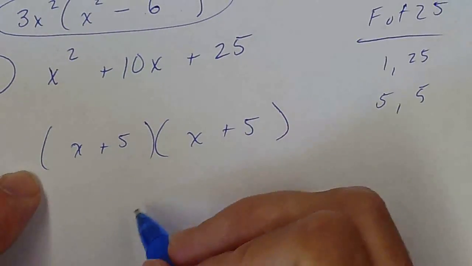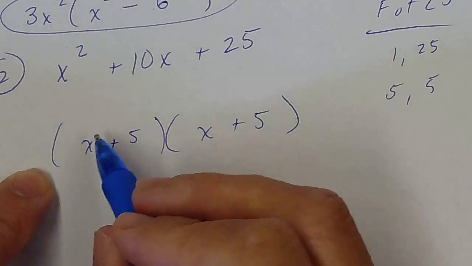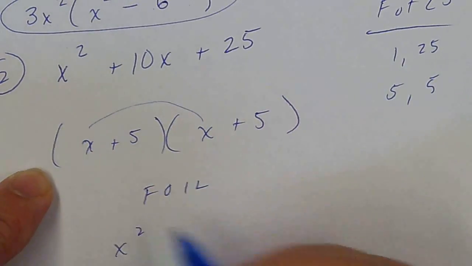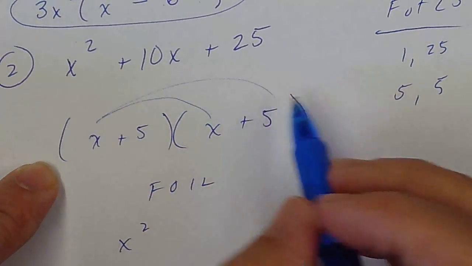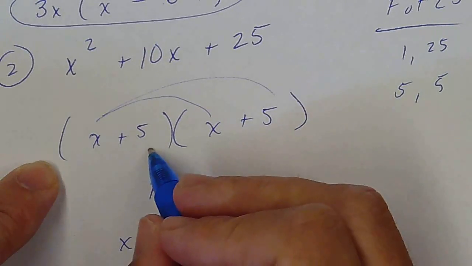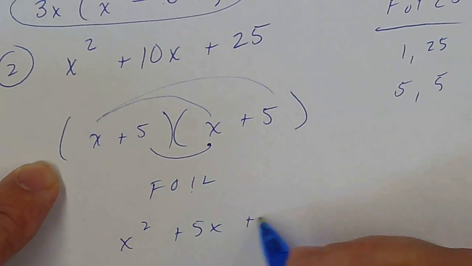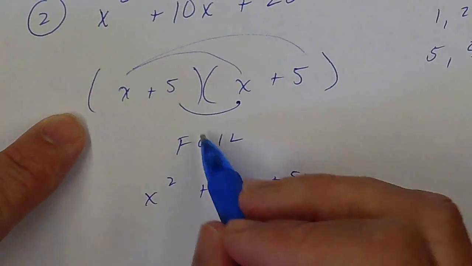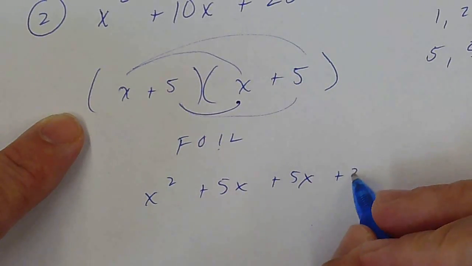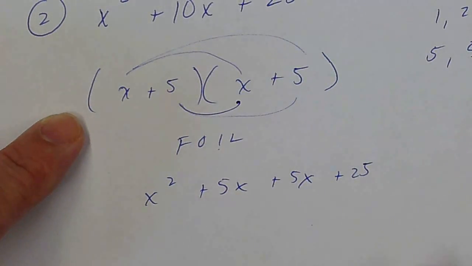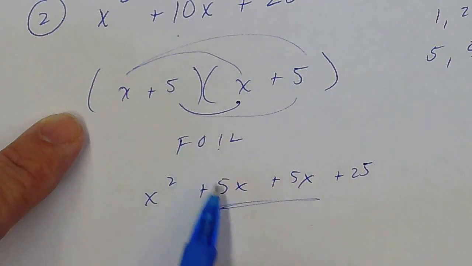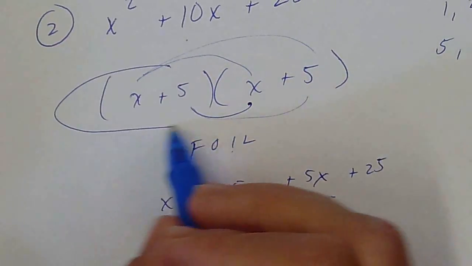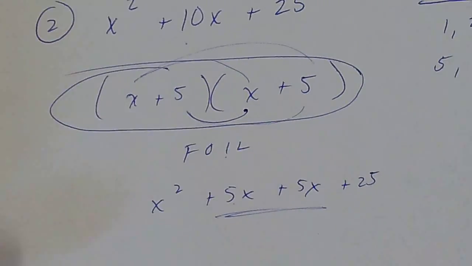Why does that work? Well, if we go back through and FOIL to check our answer, first times first, then outside 2 terms, I get a 5x. Inside 2 terms, 5x. Last 2 terms multiplied together is 25. And there you go. That's where we get the 10x from, right? So in the end, this is your answer. X plus 5 times x plus 5.